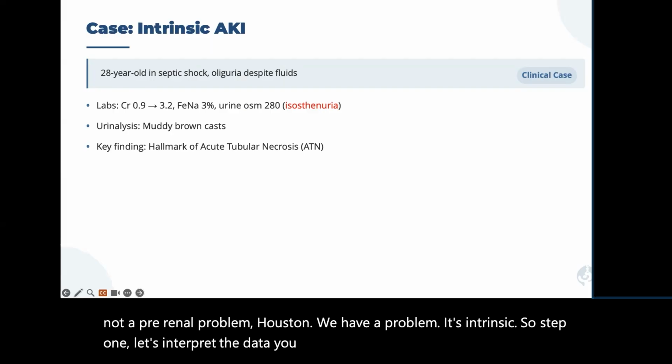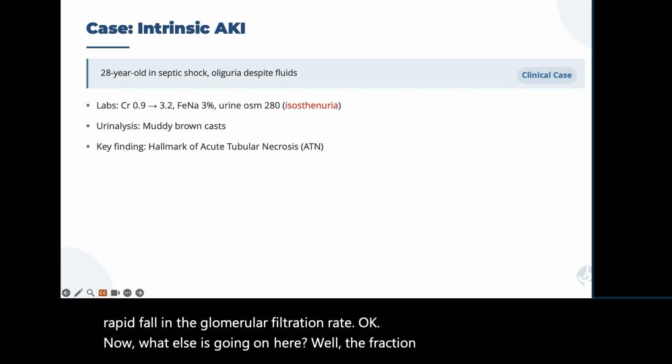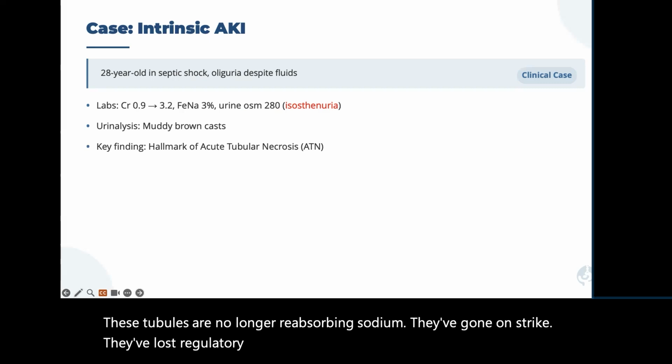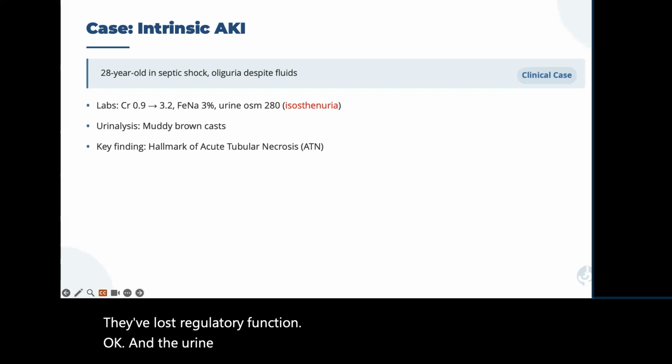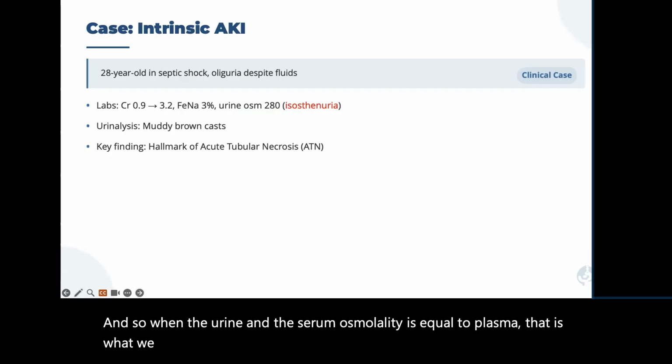You have a creatinine rise from 0.9 to 3.2 and a rapid fall in the glomerular filtration rate, okay? Now, what else is going on here? Well, the fraction of excreted sodium is 3%. These tubules are no longer reabsorbing sodium. They've gone on strike. They've lost regulatory function, okay? And the urine osmolality is what? 280. This is roughly equal to plasma. And so when the urine osmolality is equal to plasma, that is what we call isosthenuria.